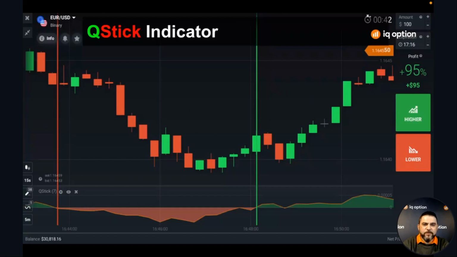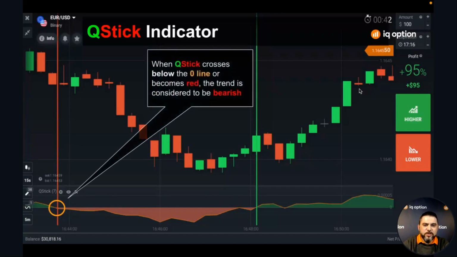As mentioned, we're going to change it from 10 to 7, and this is what it looks like here on the bottom. The QStick is changing from red to green, and it shows us basically when the trend is changing. So as we can see here, when QStick crosses below the 0 line or becomes red, the trend is considered as bearish. As we can see here, it was green, then it comes to the 0 line, turns to red, so it's showing us now that the trend has changed into a downward trend, a bearish trend. The arrow here shows as well the market did do exactly that move.